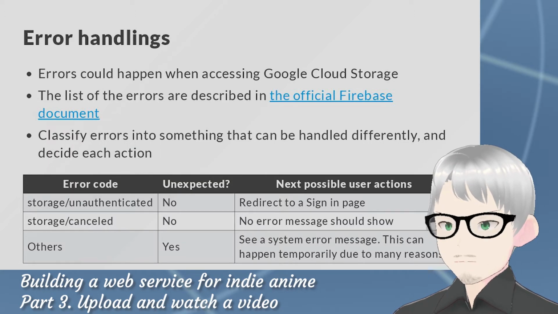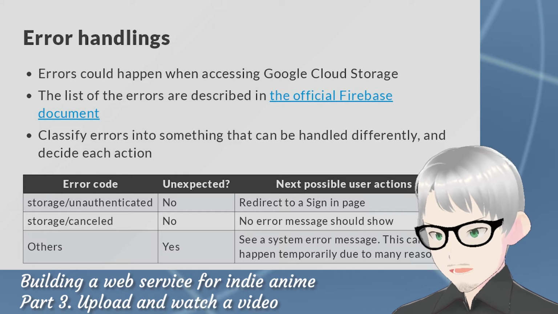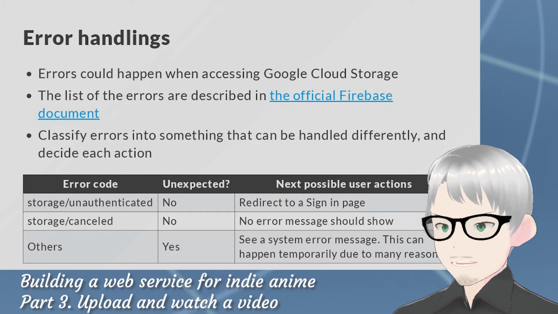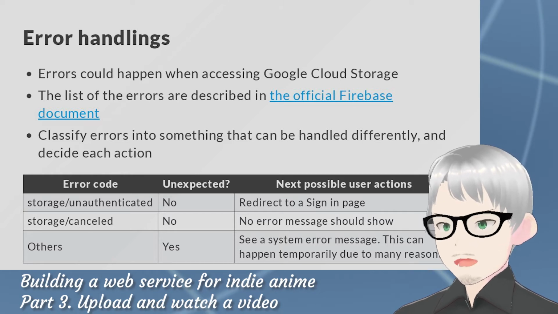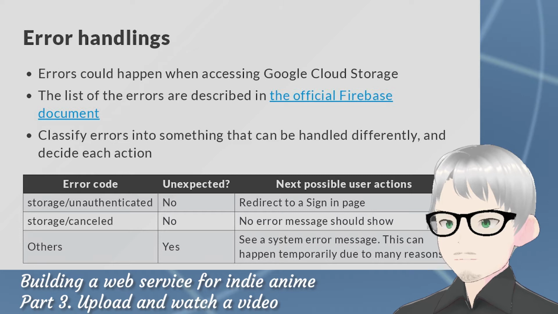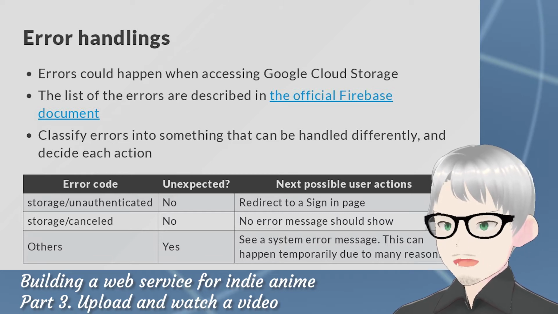For implementation, we also need to think about how to handle errors. Of course, to access Google Cloud Storage, errors could happen, and the list of errors to access Google Cloud Storage are described in the Firebase official document. So from them, I classify the errors into something that can be handled differently while uploading a video. And errors can be identified by error codes, so I use error codes to identify which error happened.